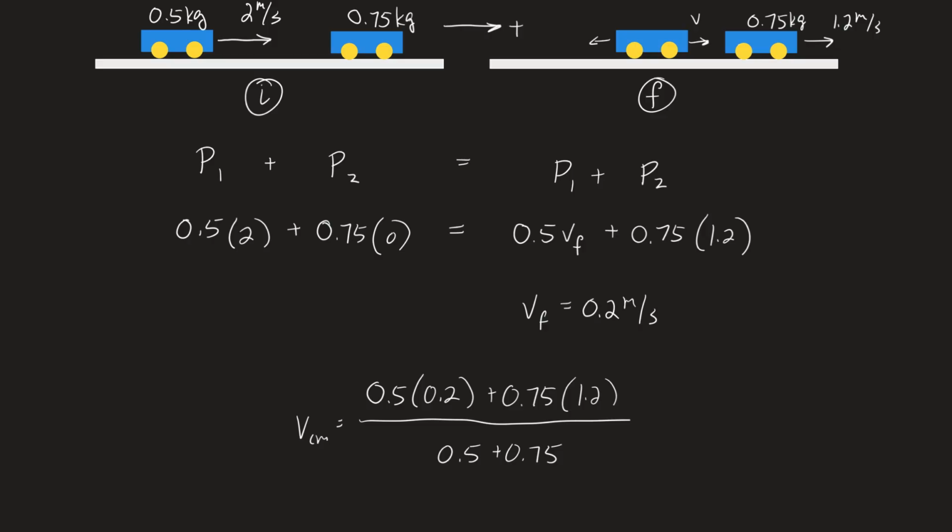If momentum is conserved, the velocity of the center of mass shouldn't change. And you do. 0.5 times 0.2 is 0.1. 0.75 times 1.2 is 0.9. You get 1 divided by 1.25 again. It has to work out this way, guys. The top is the sum of the momentums. That's still equaling the same thing.